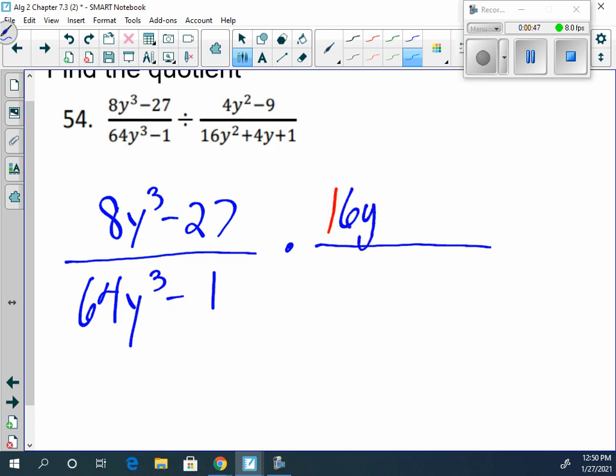So we get 16y squared plus 4y plus 1. And on bottom, we'll have 4y squared minus 9.